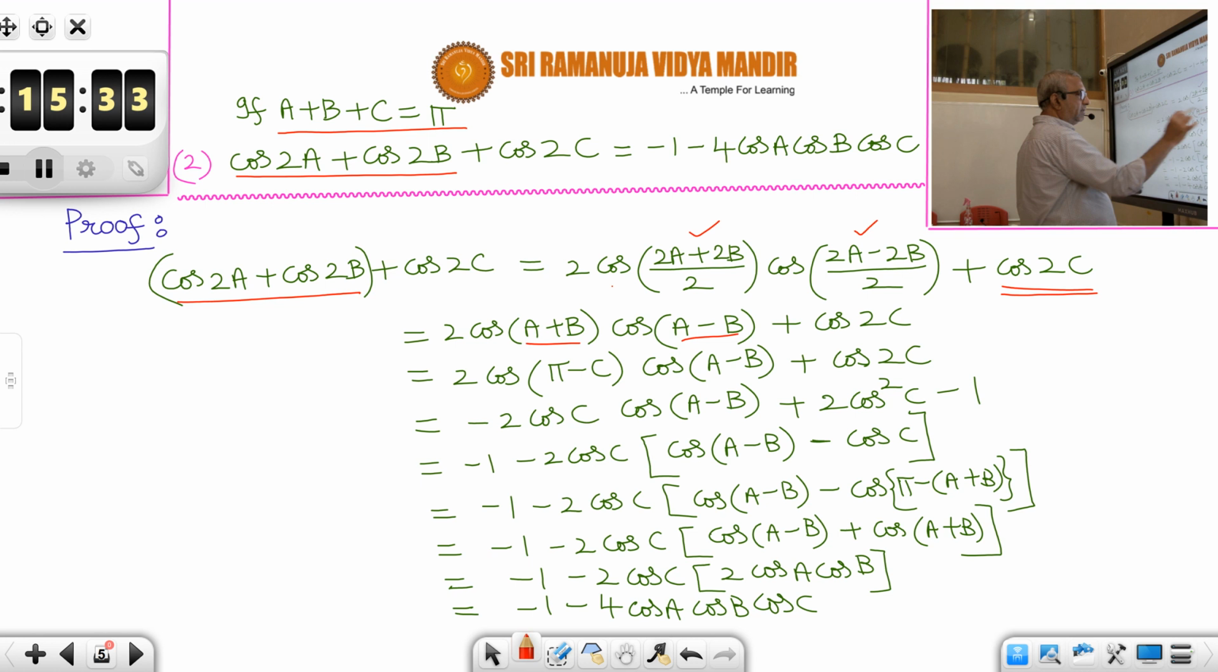But A plus B, how do you write it? A plus B is pi minus C, is it not? A plus B plus C is pi, so A plus B is pi minus C. So next step pi minus C, no other change here. Afterwards cos(pi minus C) becomes minus cos C. So minus 2 cos C cos(A minus B). So seeing this cos C, then cos 2C will come into action. Cos 2C, so what is the formula involving cos C? 2 cos square C minus 1.